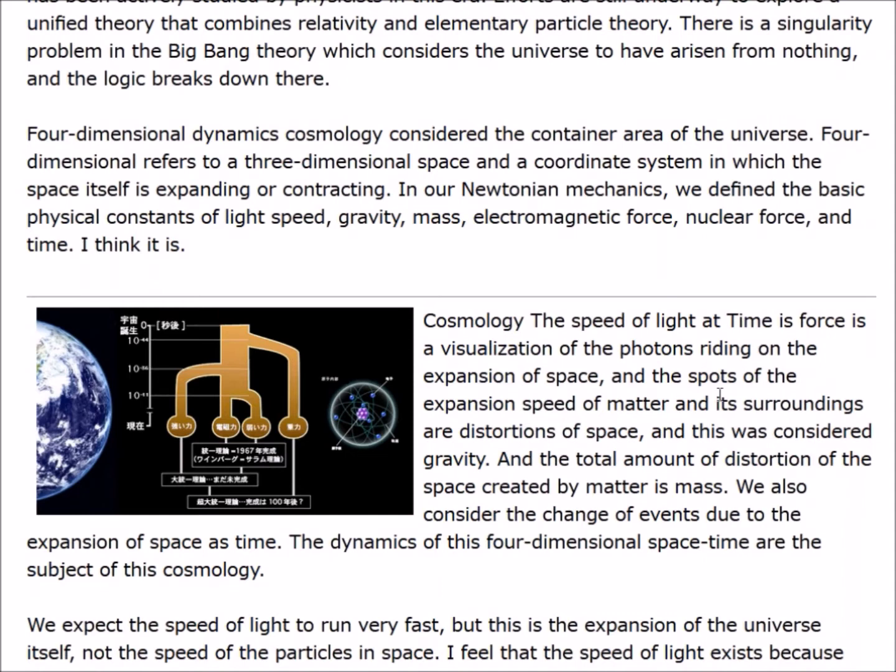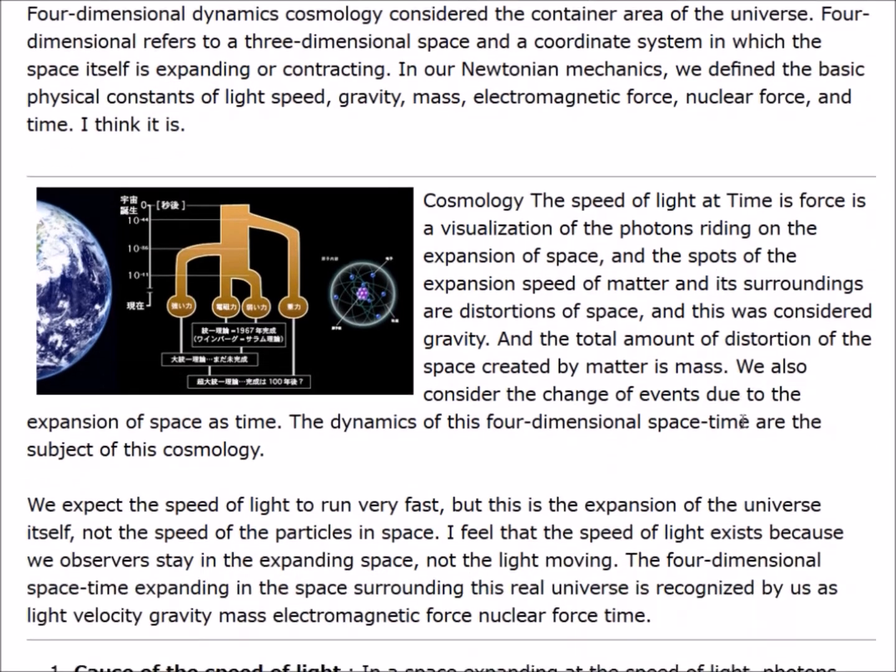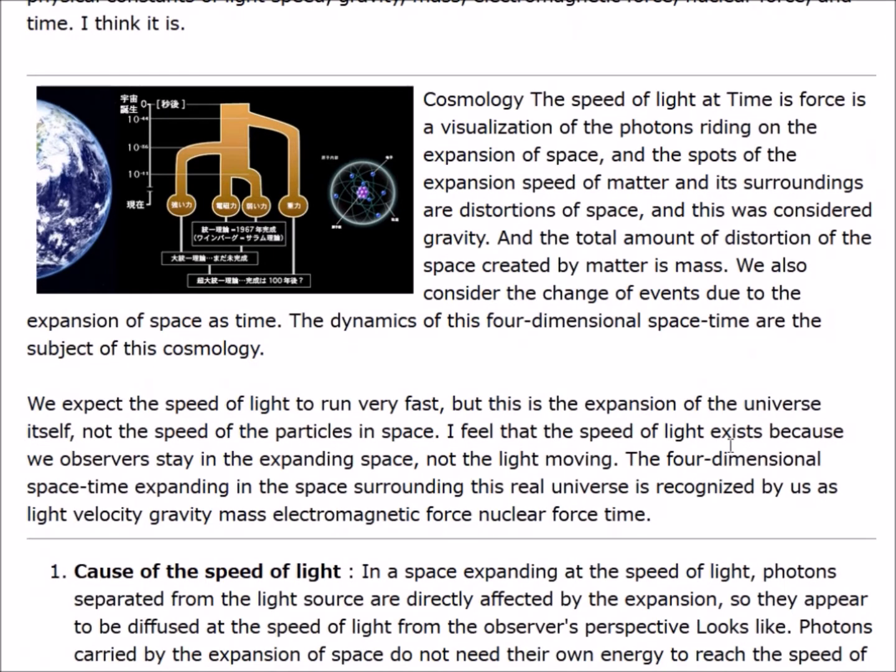In our Newtonian mechanics, we defined the basic physical constants of light speed, gravity, mass, electromagnetic force, nuclear force, and time. I think it is. Cosmology. The speed of light is a visualization of the photons riding on the expansion of space, and the spots of the expansion speed of matter and its surroundings are distortions of space, and this was considered gravity. And the total amount of distortion of the space created by matter is mass. We also consider the change of events due to the expansion of space as time. The dynamics of this four-dimensional space-time are the subject of this cosmology.